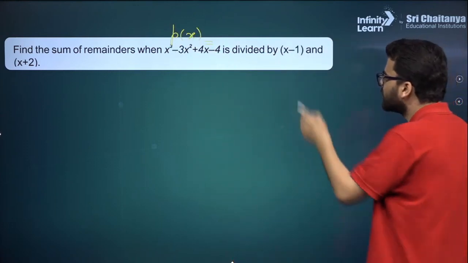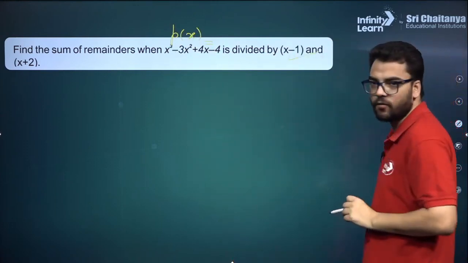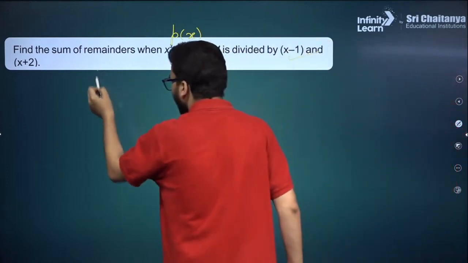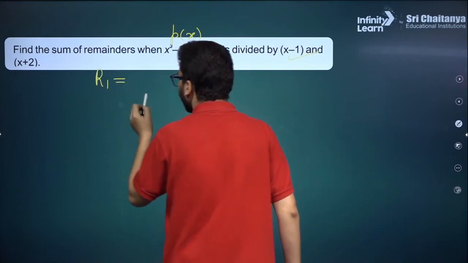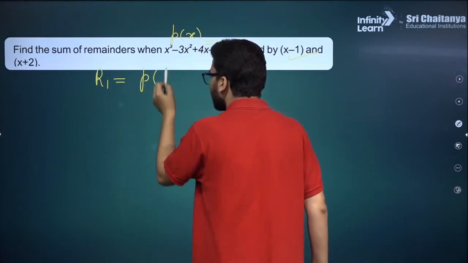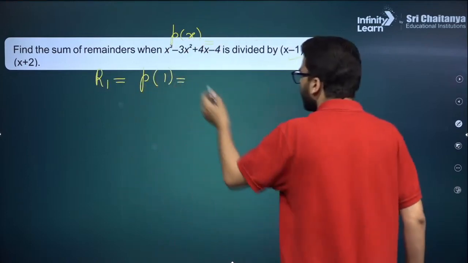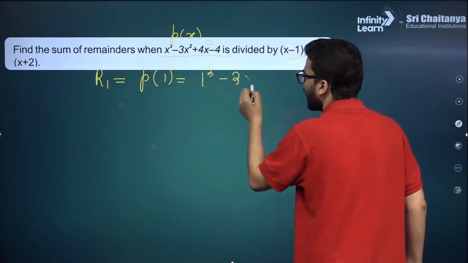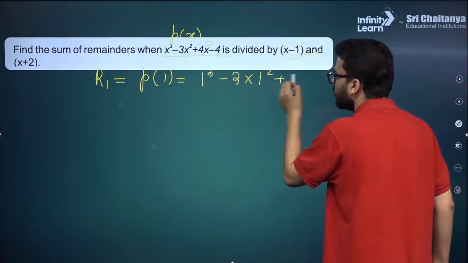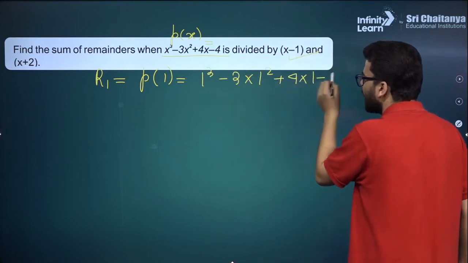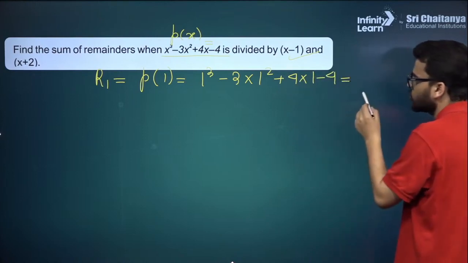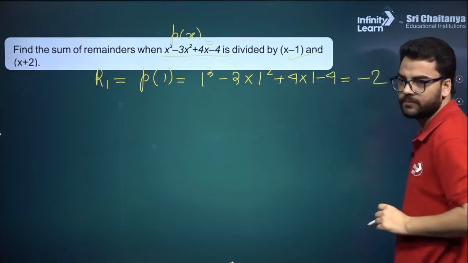If you divide this polynomial by x minus 1, what will be the remainder? Suppose I am showing that remainder by r1. Okay. So remainder 1, will it be p of 1, guys? That will be p of 1. So in this polynomial, put x is equal to 1. So 1 cube minus 3 into 1 square plus 4 into 1 minus 4. If you simplify, what will you get over here, guys? You will get minus 2. That is minus 2. Right?